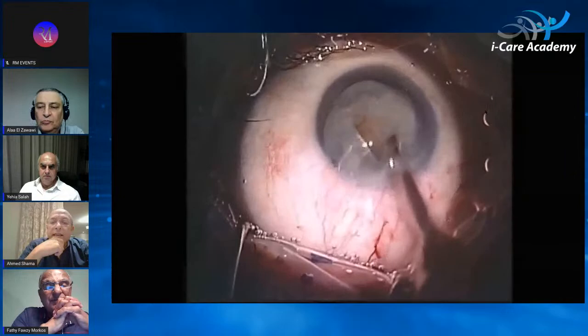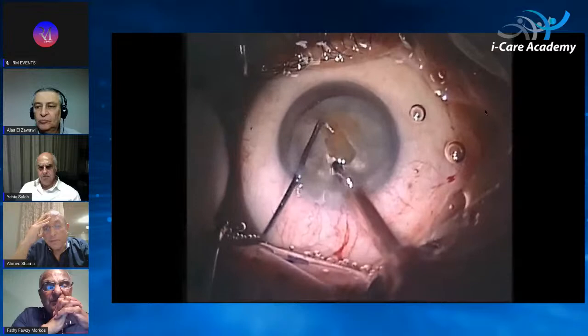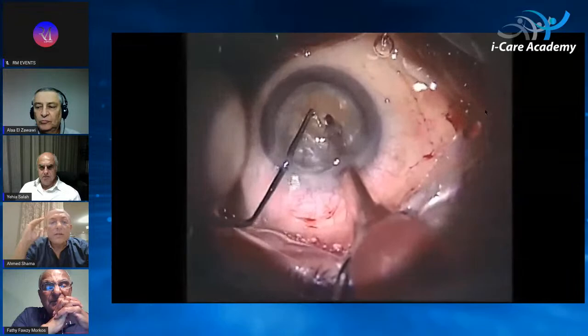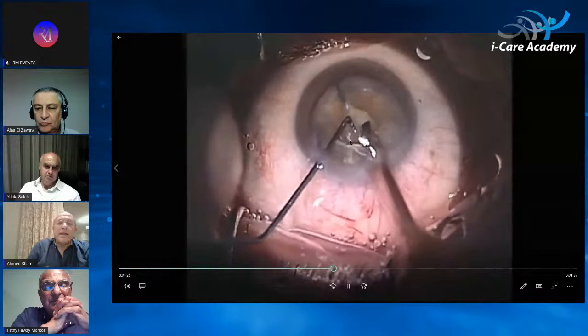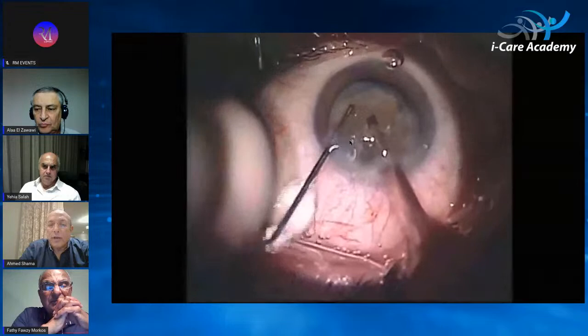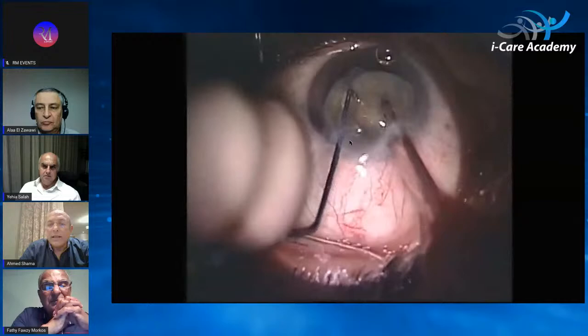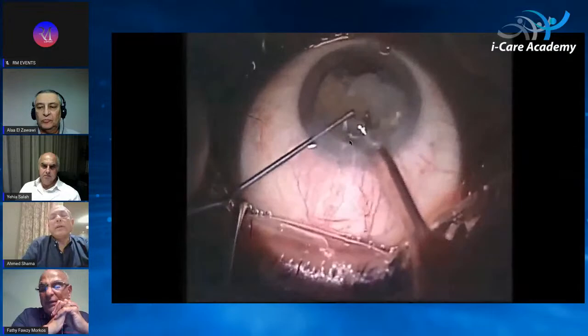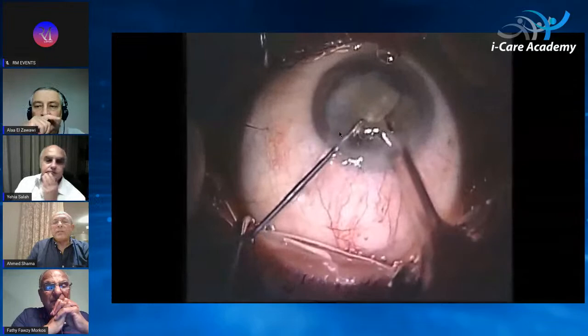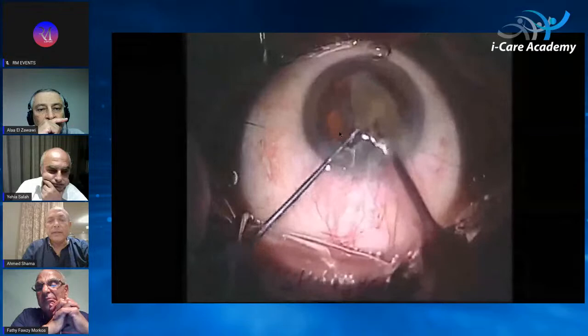I was trying to maintain my technique. As long as I have this area at 6 o'clock without any rent in the capsular rhexis, I could try to finish my case without putting any power on the weak area here. So I tried gently, bit by bit, to do chopping.